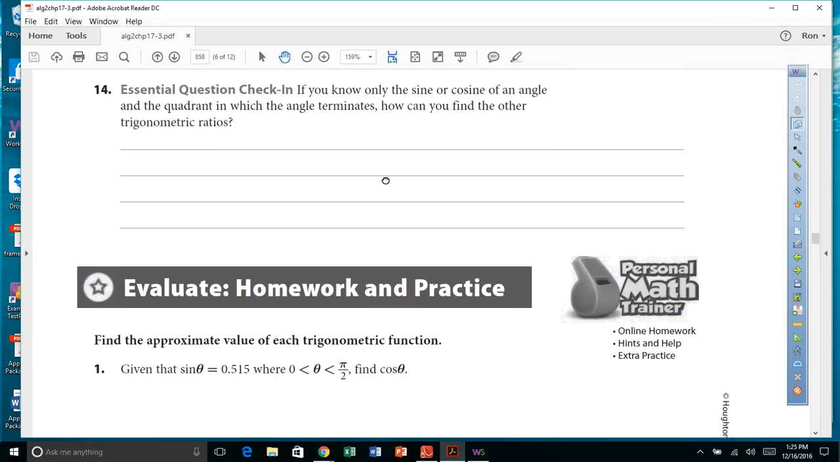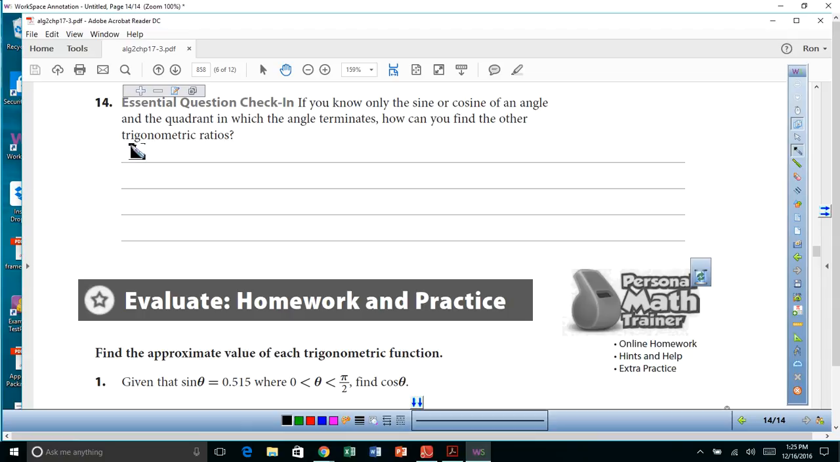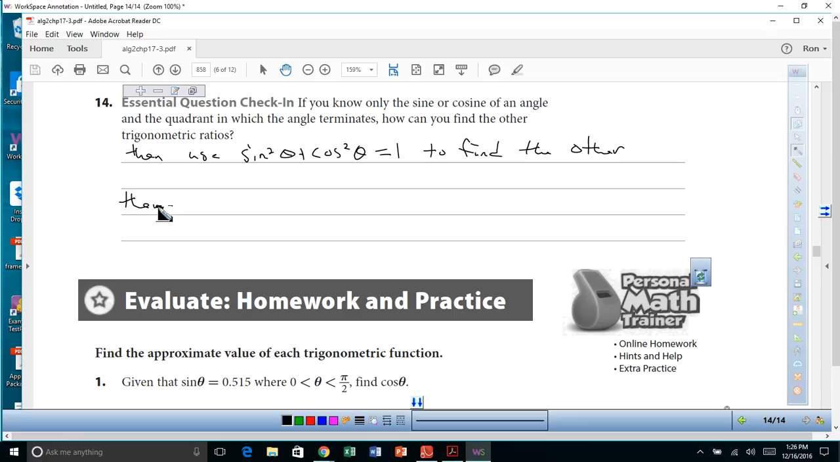Not a big deal. Essential question check-in. If you know only the sine or cosine of an angle and the quadrant in which the angle terminates, how can you find the other trigonometric ratios? Well, if you know the sine or the cosine, use sine squared theta plus cosine squared theta equals 1 to find the other. And then once you do that, use tangent theta equals sine theta over cosine theta to find tangent theta. And that way you can find all three real quick and in a hurry.